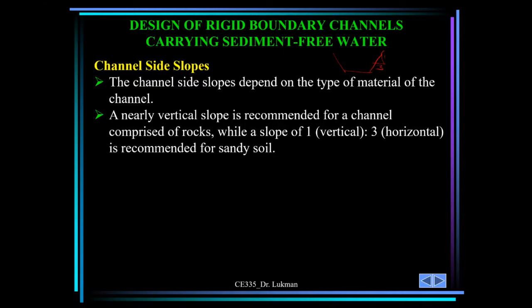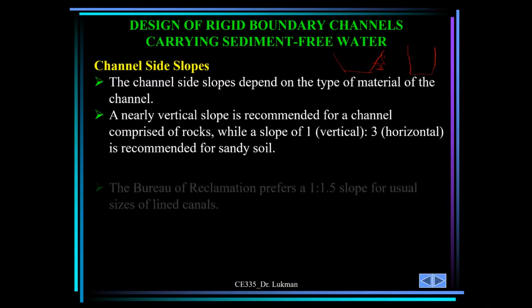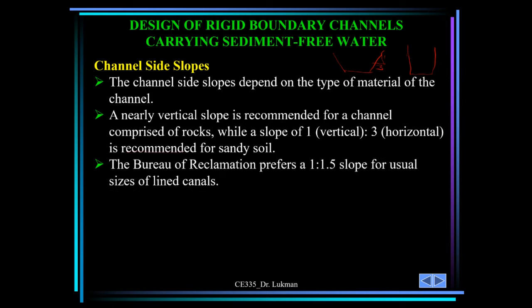But rectangular has a vertical slope, so it is just vertical. In that case, Z is just zero. So the trapezoidal slope is recommended for sandy soil, and this is to avoid caving in. Because if you have rectangular, the soil particles in sand can cave in and fill the channel and reduce the effective capacity of your channel. So to reduce this, it's better to have this slope.